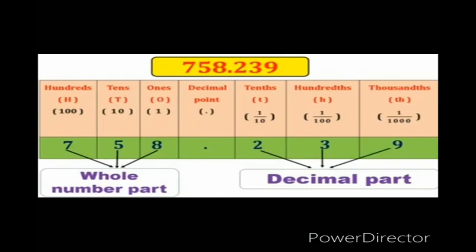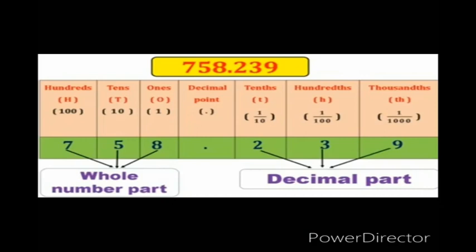Now let us see how 758.239 is represented in a place value chart. In the middle we can see a decimal point. Then on the left side of the decimal point we have ones. In ones we have 8. Then in tens place we have 5, and in hundreds place we have 7. Here 758 is called the whole number part of the decimal number.